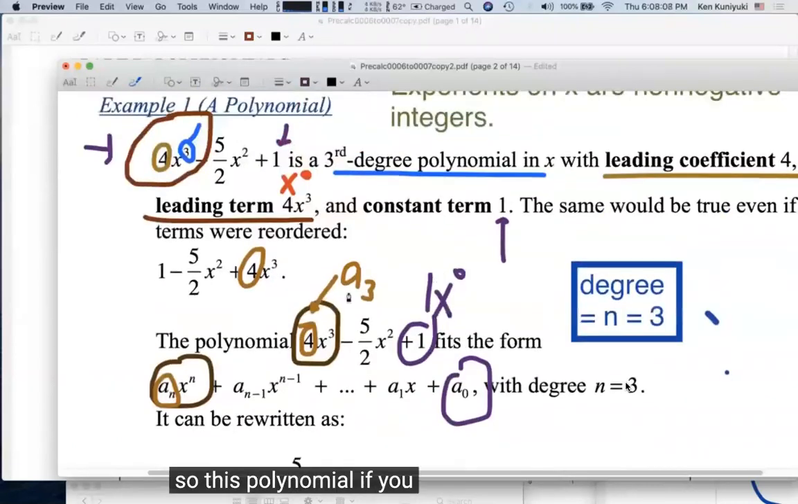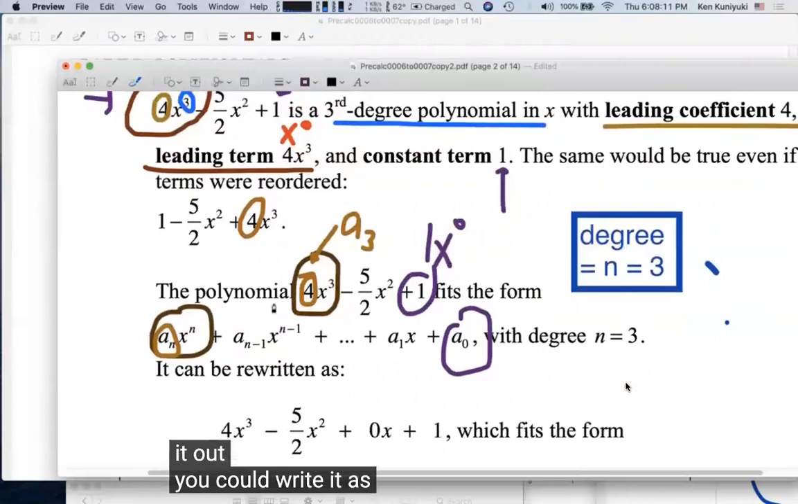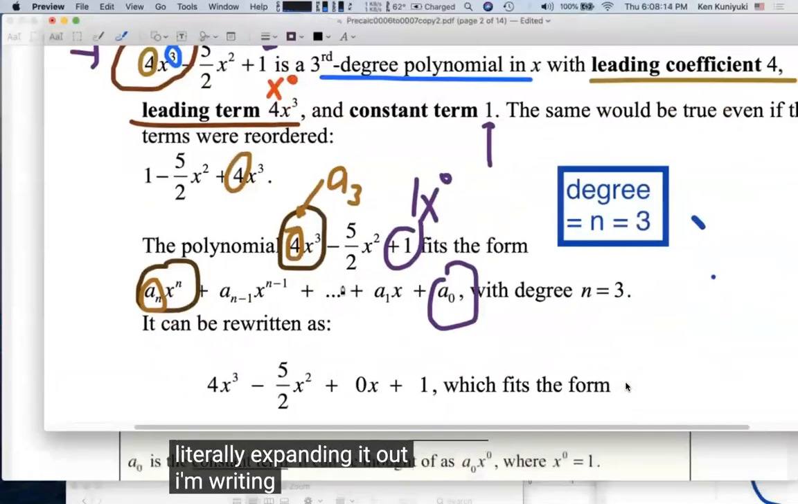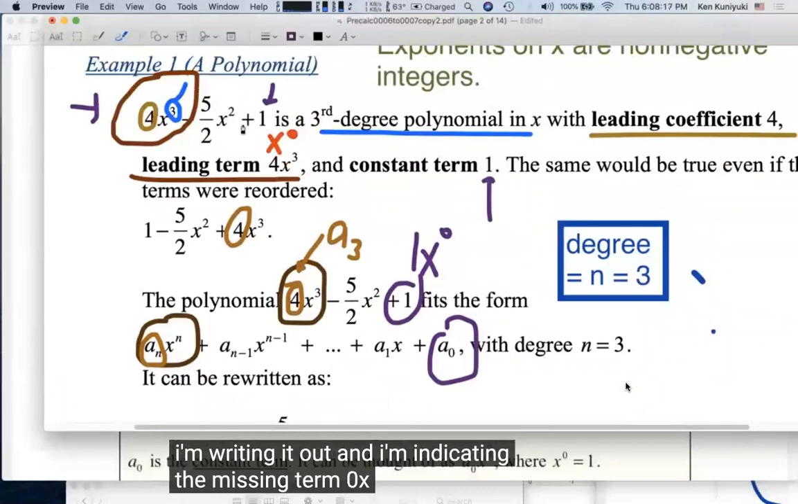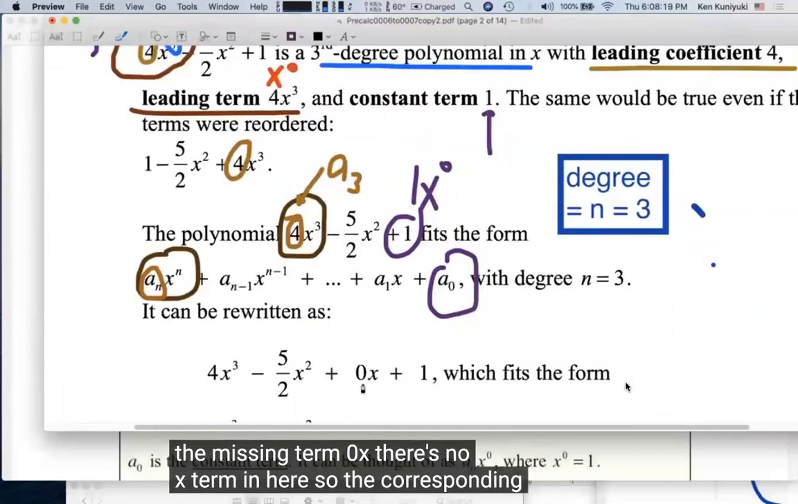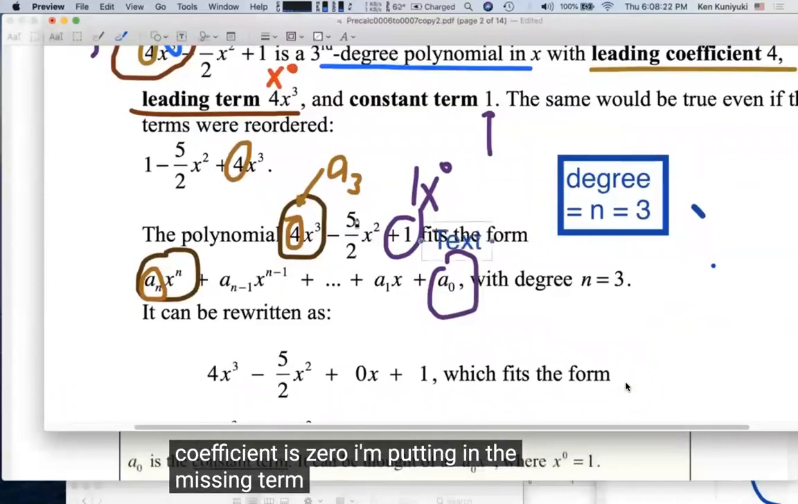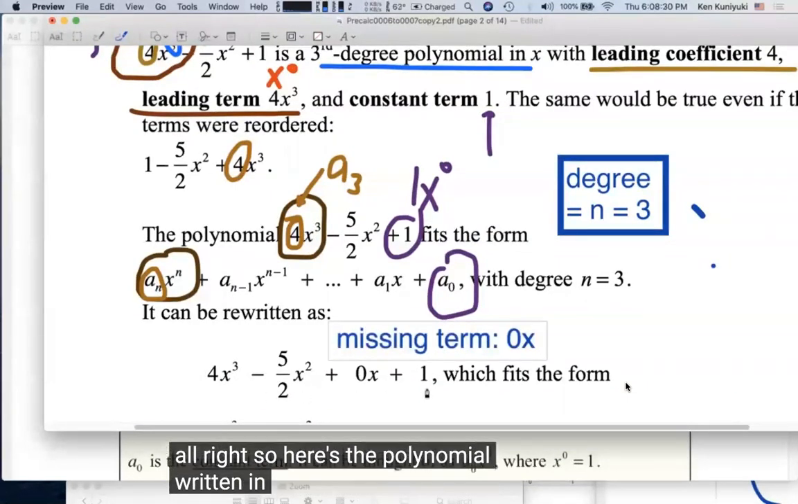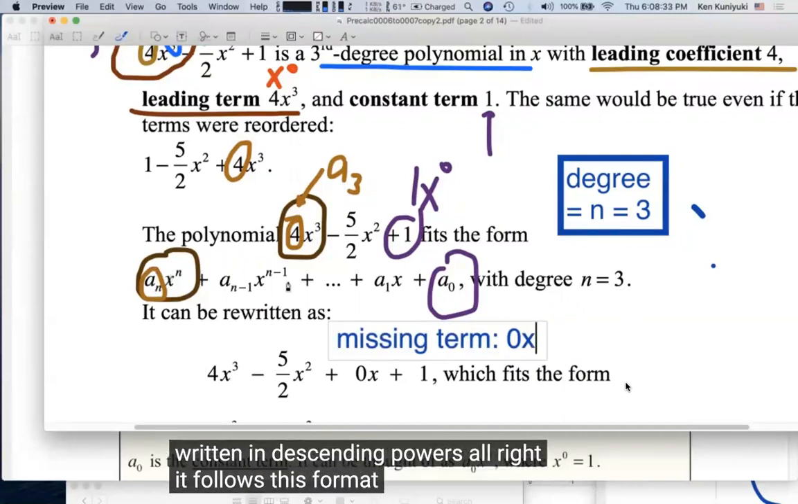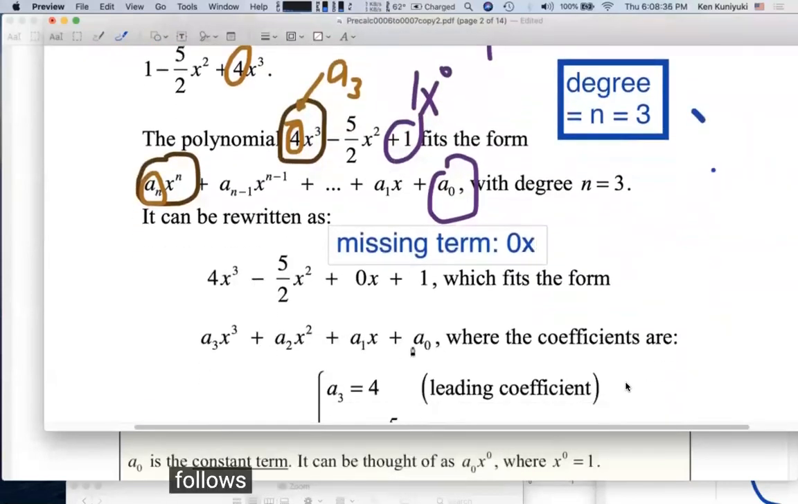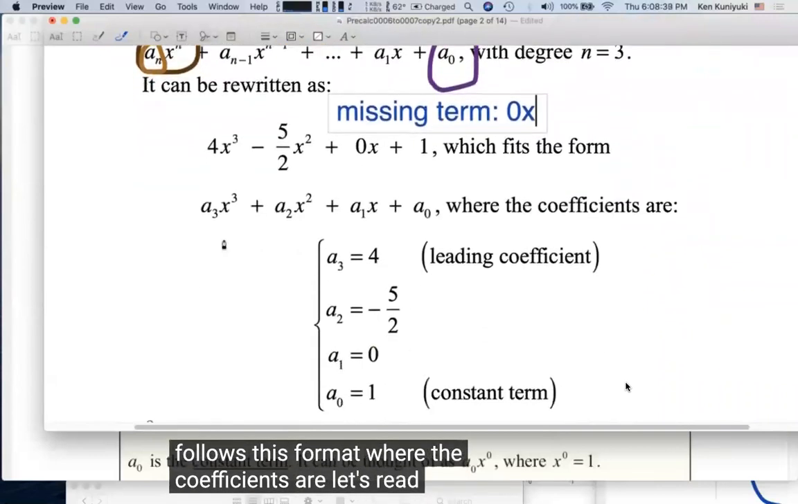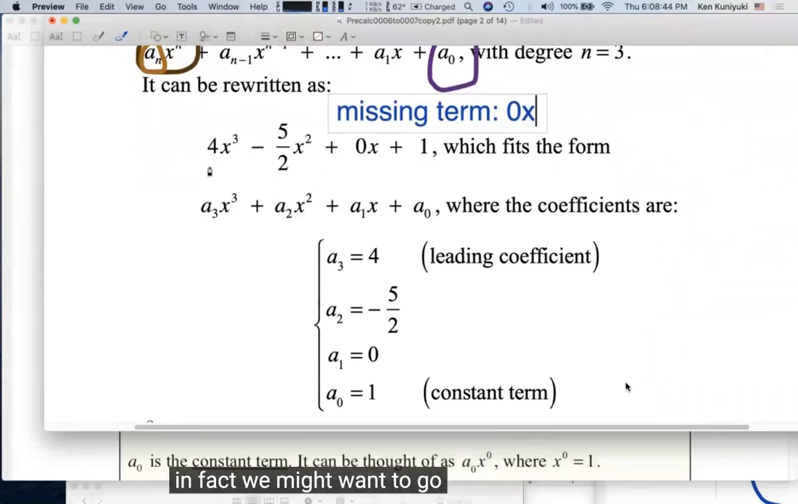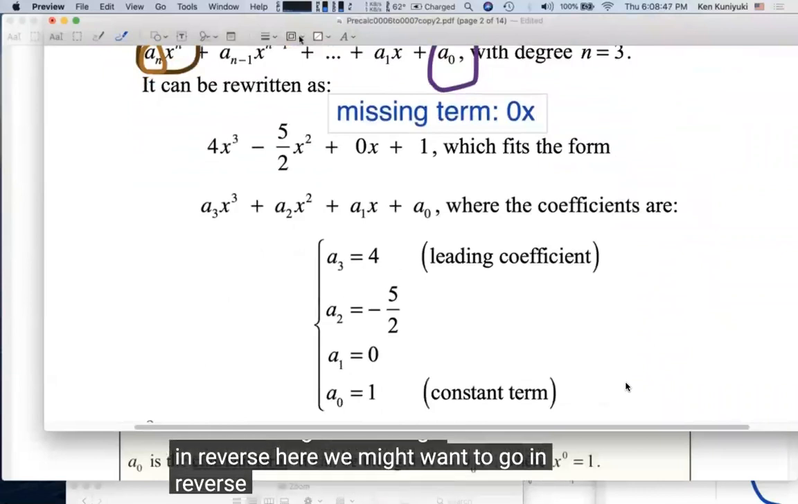So this polynomial, if you want to expand it out, you could write it as, so here I'm literally expanding it out. I'm writing it out, and I'm indicating the missing term, 0x. There's no x term in here, so the corresponding coefficient is 0. I'm putting in the missing term. Sometimes we do want to indicate the missing term. So here's the polynomial written in descending powers, all right? It follows this format. Where the coefficients are, let's read off the coefficients. In fact, we might want to go in reverse here.